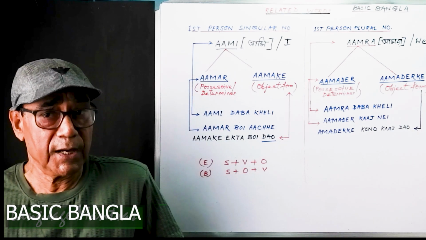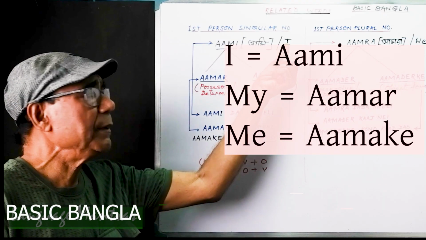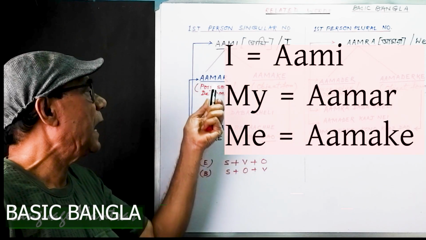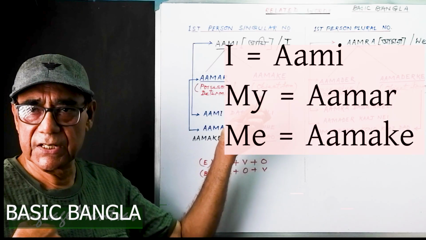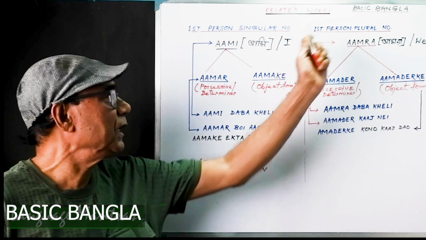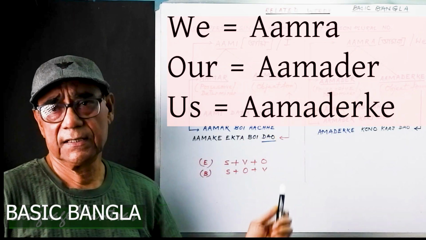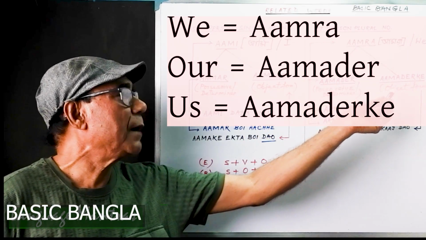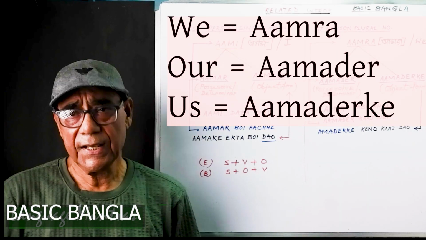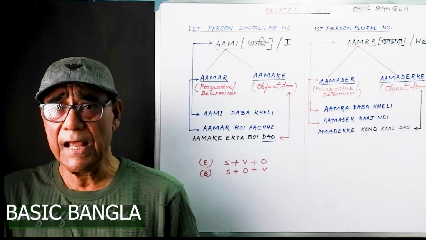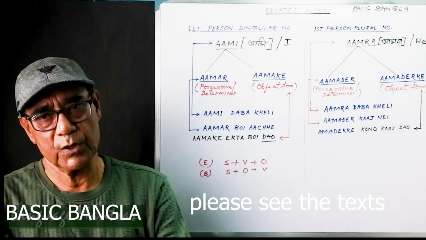I think this much today. I'm not going to complicate things. So we have learned I means Aami. Aamar means my, and Aamake means me, singular number. And in the plural number, Aamra, we, Aamader, our, and Aamaderke, us. Okay? Next day we'll see the second person, and this will help you understand the pattern and then the language.